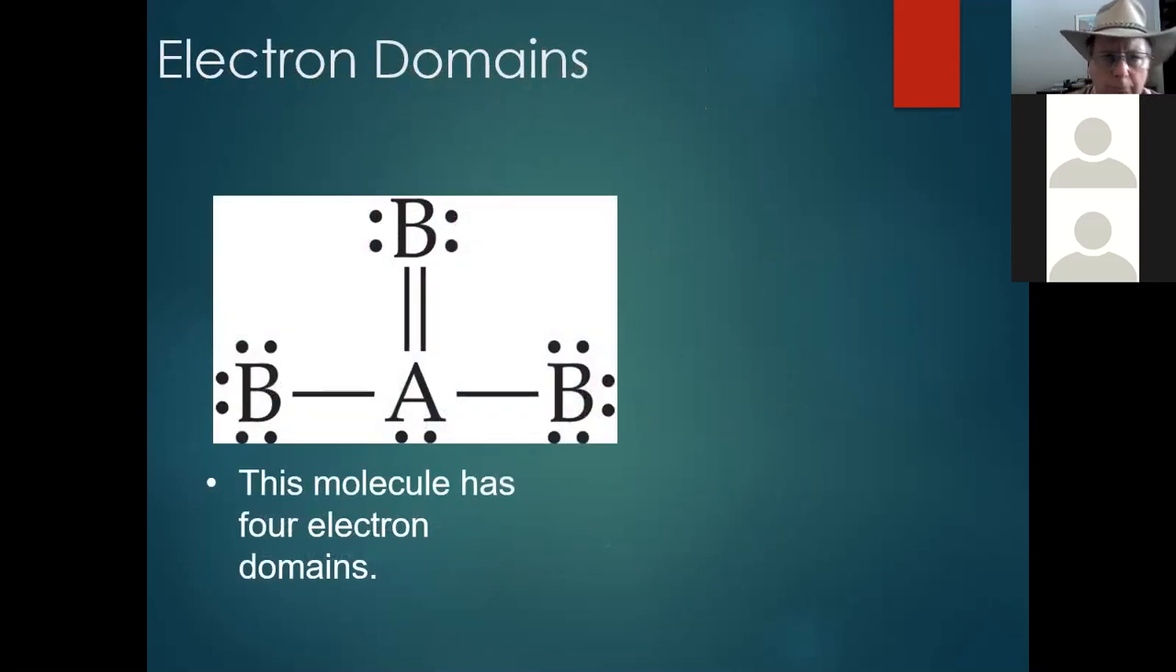All right, so if I am looking at this molecule and I'm counting the number of electron clouds, or electron domains, same difference, I have this single bond, one electron cloud. This single bond, another electron cloud. This lone pair, another electron cloud. This double bond, one electron cloud. So I have 1, 2, 3, 4 electron clouds around the center atom A. So this has 4 electron domains. Did you understand how I counted those? Yes.